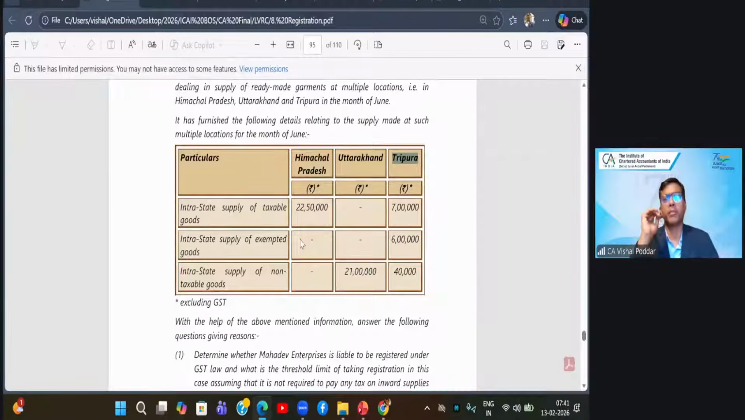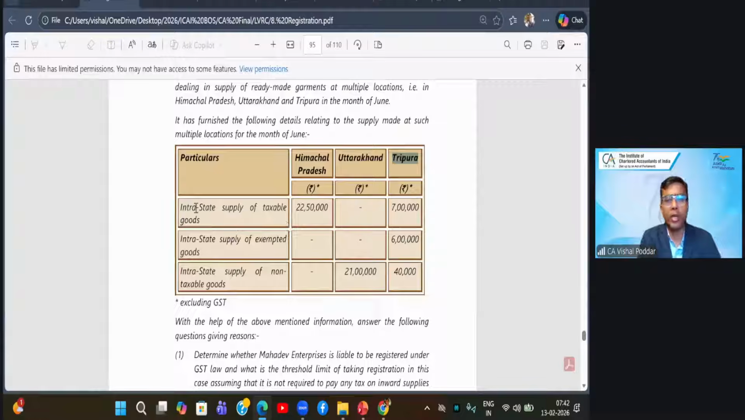Now the most interesting part. In 23, one of the situations is that where you are engaged exclusively in supply of exempted goods or services, that is your business is exclusively supplying exempted goods or services, you need not take registration. Point number one. Point number two, if out of different states, even one state is having exclusively supply of exempted goods or services, you need not take registration in that state.